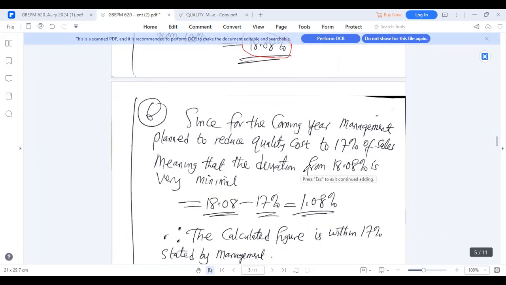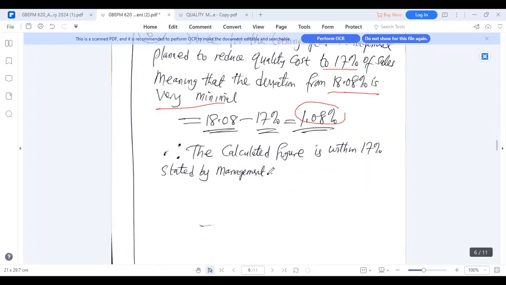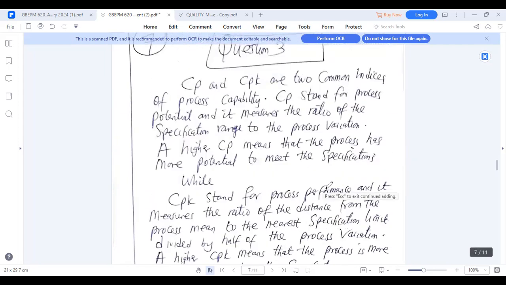The reduction from 100 is about 18.08. Now, since the company's management plan is to reduce quality cost to 18% of sales, the deviation from this is very minimal. So the figure is within the stated management policy of 17%, which is not very bad. All right. Now, getting down to question 3.